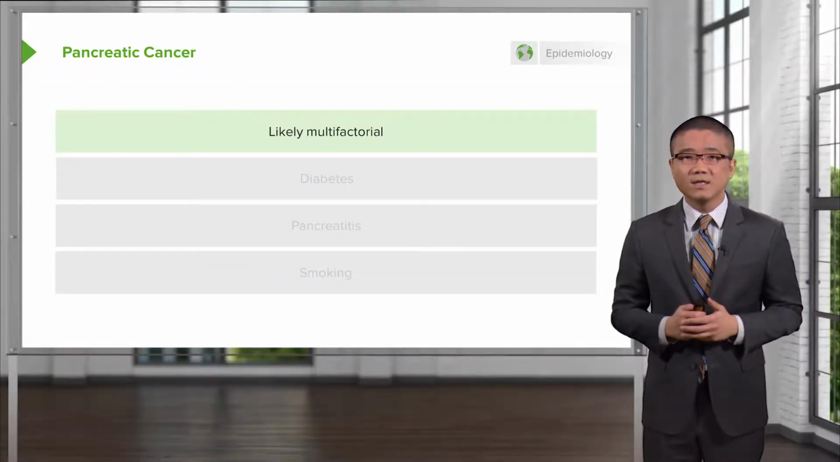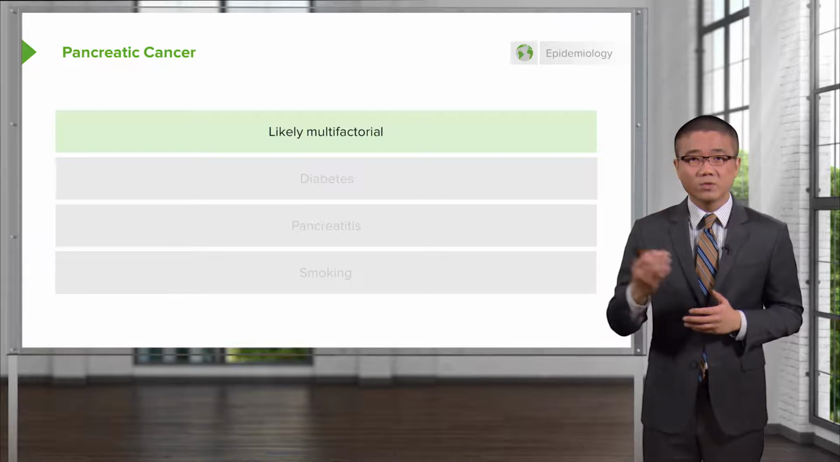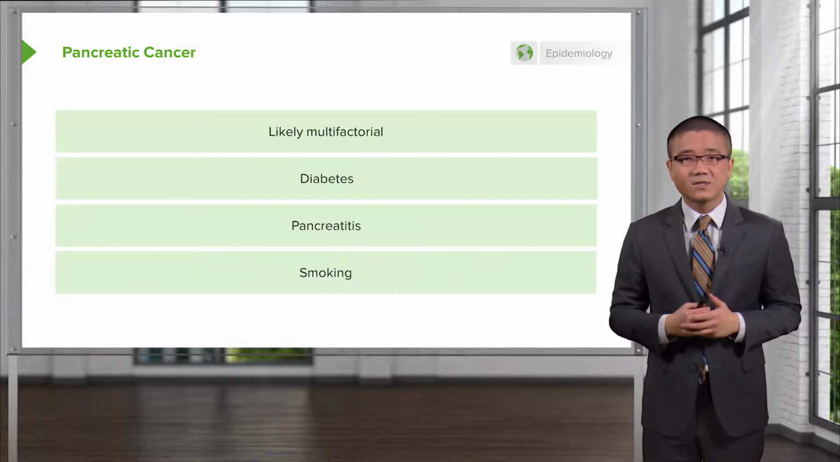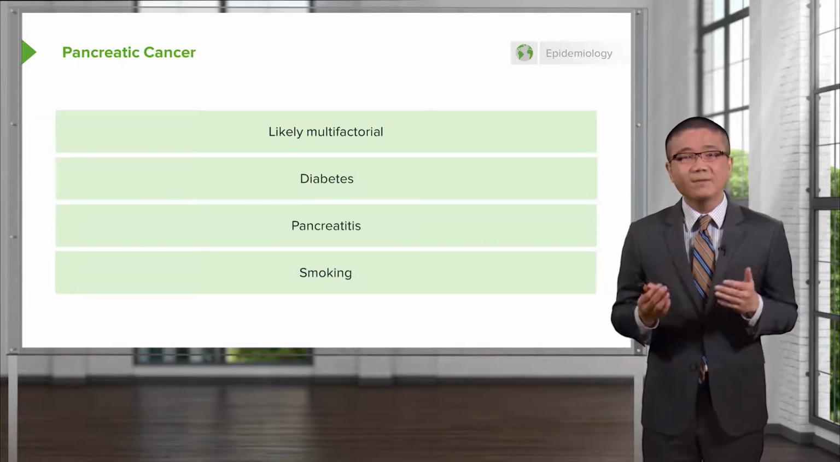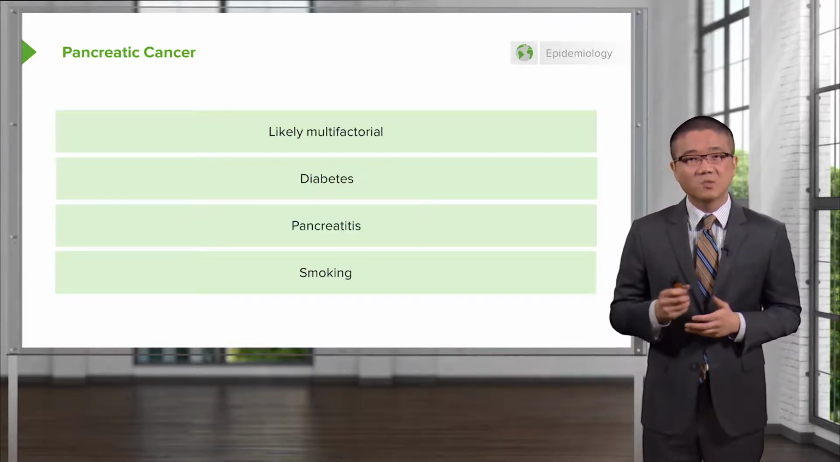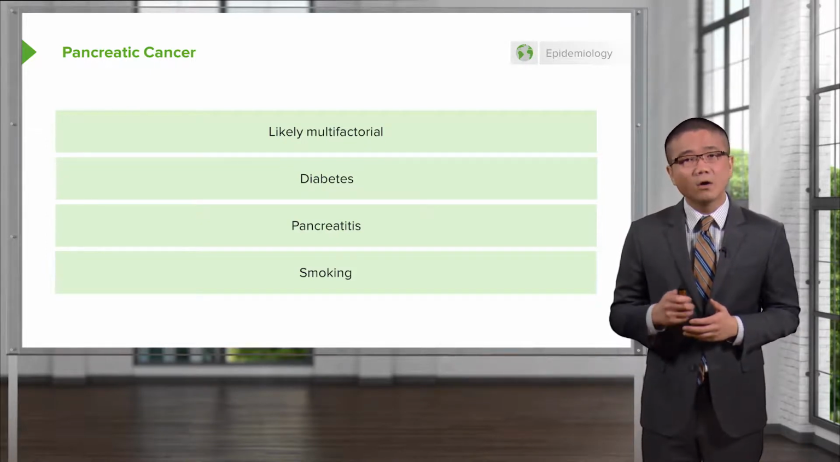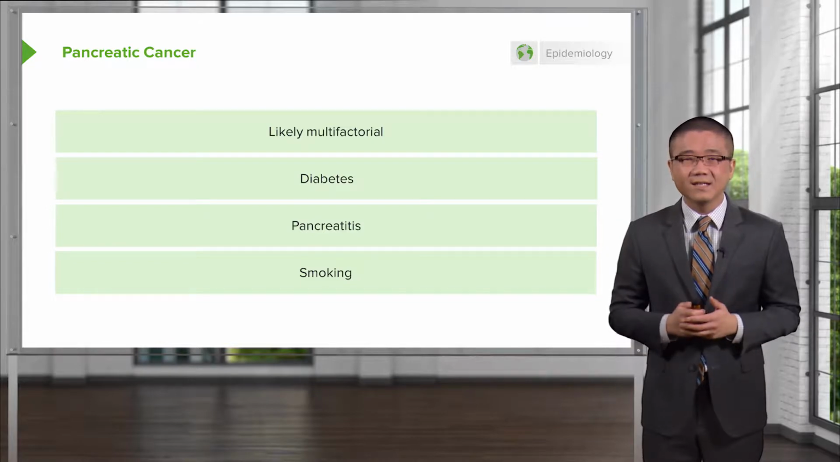Pancreatic cancer is likely due to multifactorial causes. The picture is very complex. We do associate them with diabetes, pancreatitis, and smoking, and yet not a single one of these entities can explain pancreatic cancer alone. And remember, the vast majority of pancreatic cancers are de novo. It's hard to delineate exactly what the etiology is.